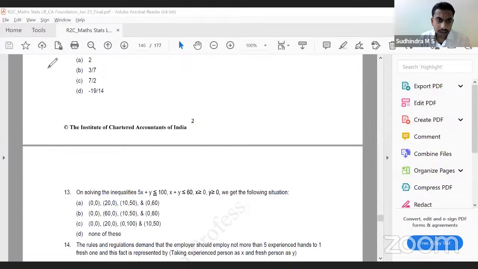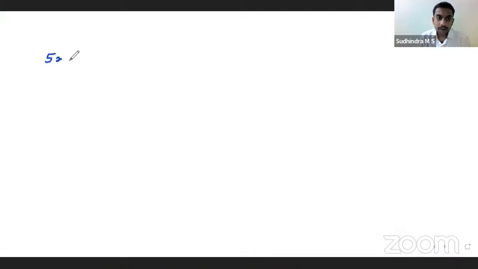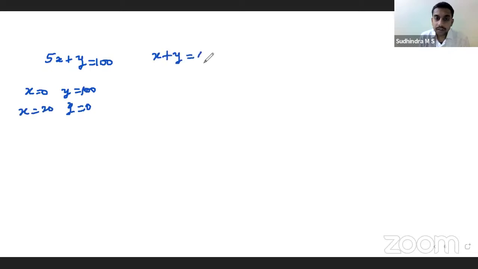So first one we have is 5x plus y equal to 100. In that case, what are the 2 points that we get? If x is 0, y is 100. If y is 0, x is 20. The next equation that we had, x plus y is equal to 60. That is easy. X is 0, y is 60, y is 0, x is 60. So bring those points in the graph.